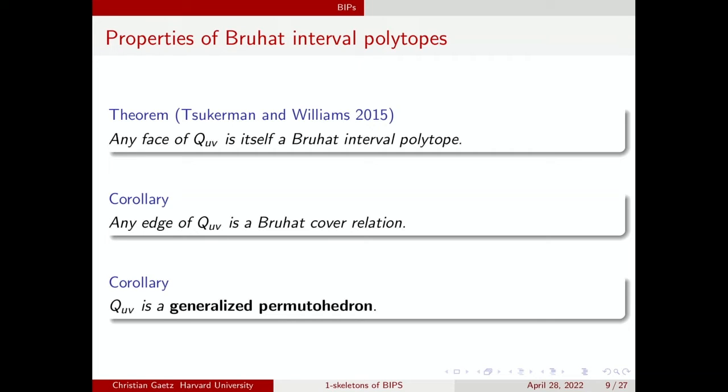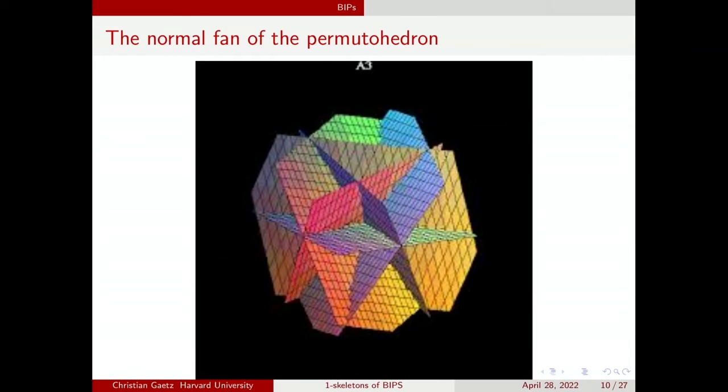This fact is actually equivalent to this one here, that these polytopes are something called generalized permutohedra. So what does that mean? Here is an apparently very blurry picture of the braid arrangement for type A3. So this is the set of all hyperplanes xi equals xj. The permutohedron, the polytope we saw earlier, has a normal fan that looks like this. Any polytope whose normal fan coarsens this one is called a generalized permutohedron.